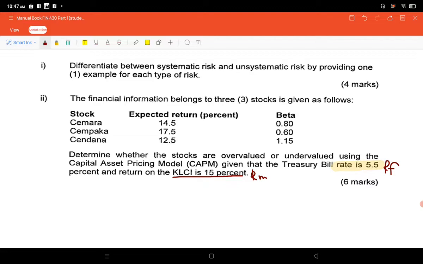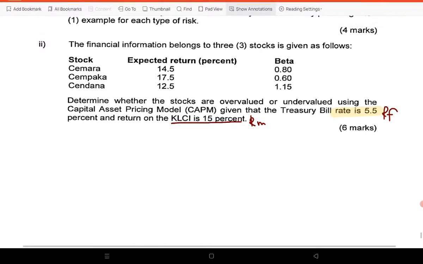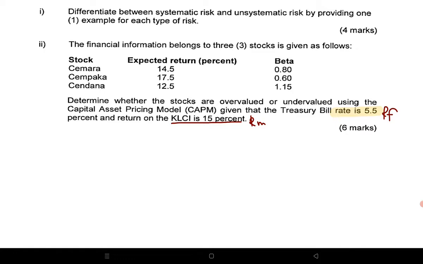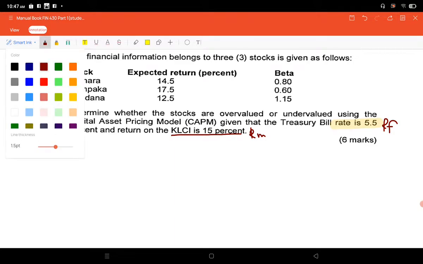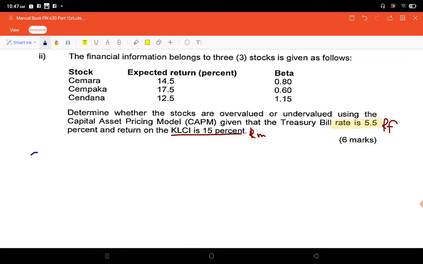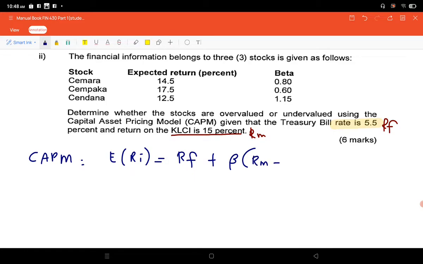So using the CAPM model, you have to calculate one by one for this. Let me give an example based on the CAPM model. The calculation is like this: to get the expected return, ERI, equals RF, the risk-free rate, plus beta times RM, the market portfolio return, minus RF. Market portfolio minus the risk-free rate.